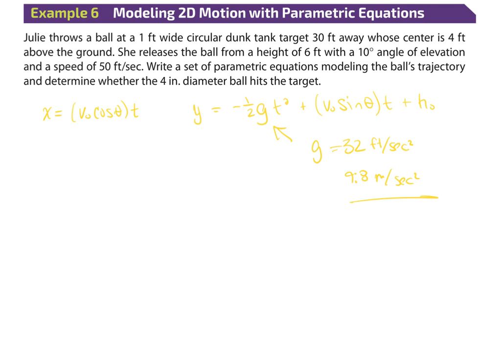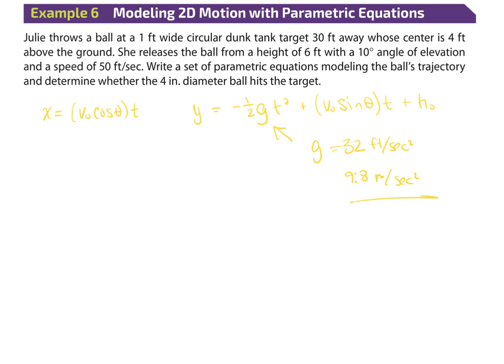Memorize it. So let's look at what happens here. Julie throws a ball at a 1 foot wide circular dunk tank target 30 feet away, whose center is 4 feet above the ground. She releases the ball from a height of 6 feet with a 10-degree angle of elevation and a speed of 50 feet per second. Write a set of parametric equations modeling the ball's trajectory and determine whether the 4-inch diameter ball hits the target.